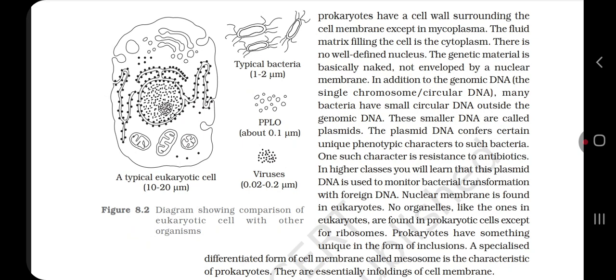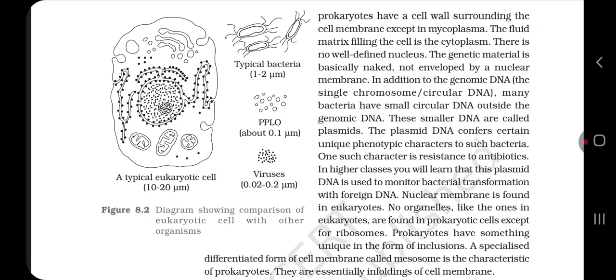In addition to genomic DNA, that is the single chromosome or circular DNA, many bacteria have small circular DNA outside the genomic DNA. These smaller DNA are called plasmids. The plasmid DNA confers certain unique phenotypic characters on such bacteria. One such character is resistance to antibiotics. In higher classes, you will learn that this plasmid DNA is used to monitor bacterial transformation with foreign DNA. Nuclear membrane is found in the eukaryotes.